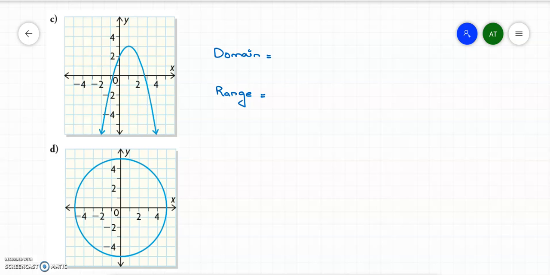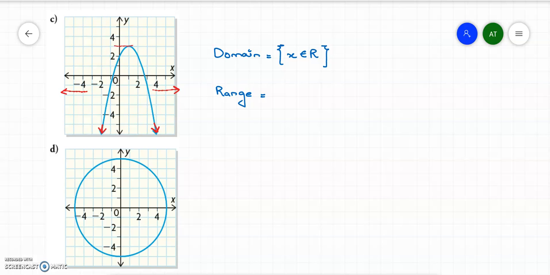Domain are the x values, and we can see the parabola is extending downward. It means the x values are extending from the right side, and the x values are also extending from the left side. Right? So we can say that the domain of this parabola is x belongs to real numbers. It means all the x values are covered in the domain.